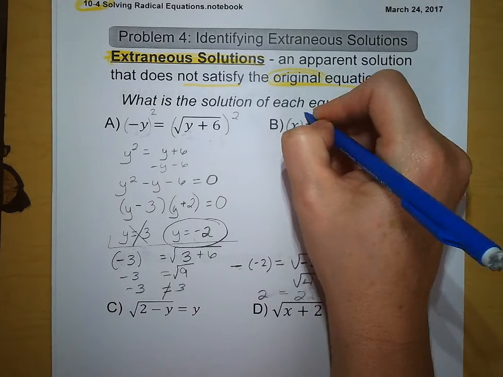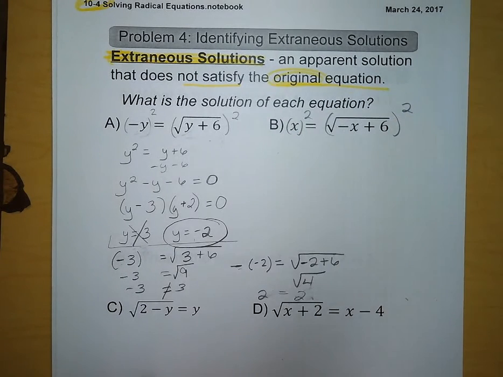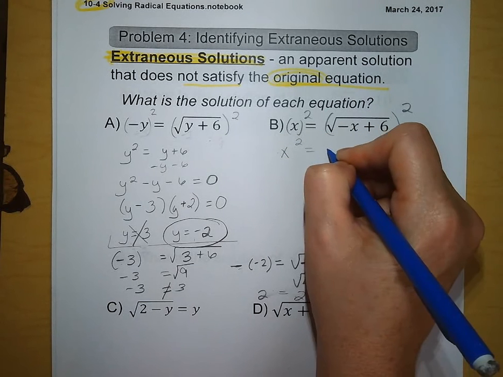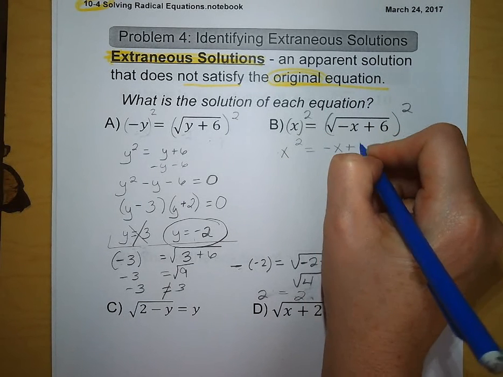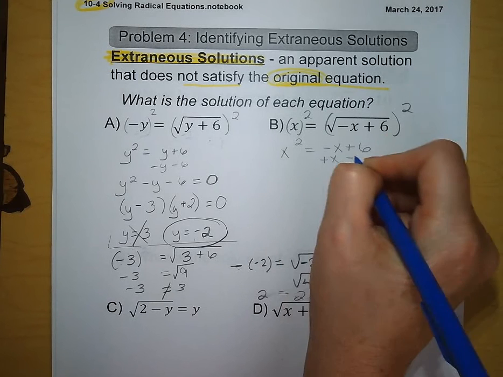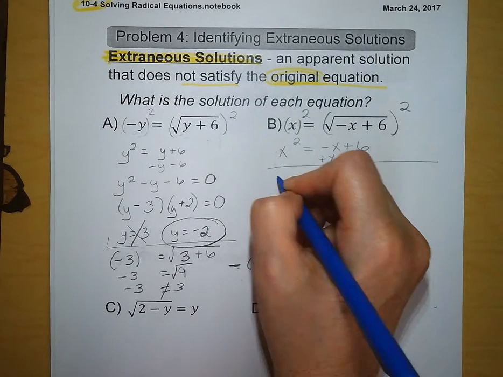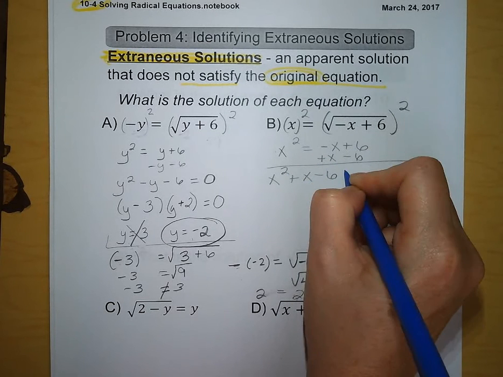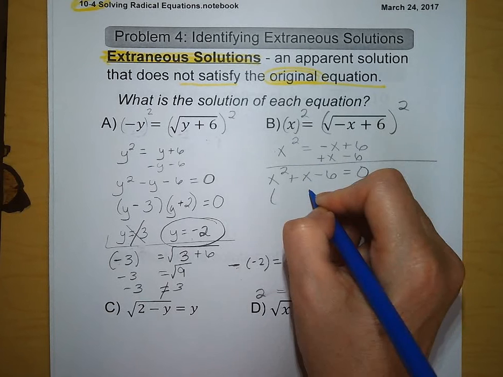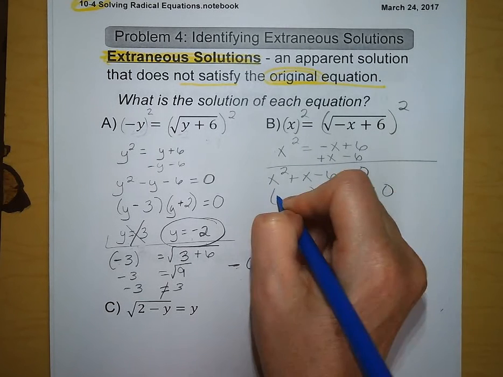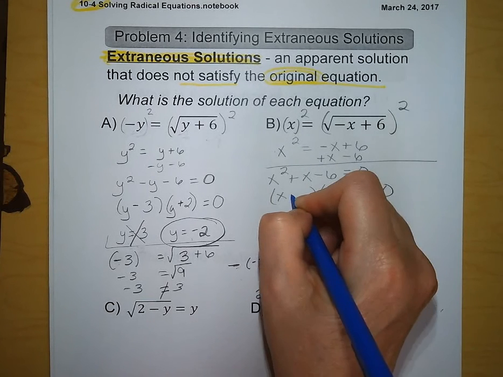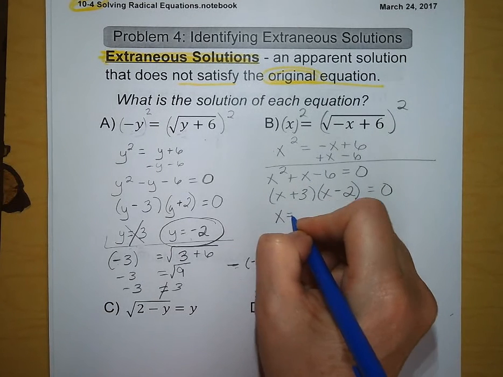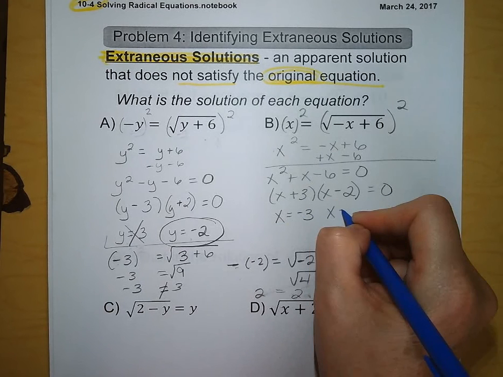All right, letter B, we are going to start by squaring both sides of the equation, and we're going to get x squared is equal to -x plus 6. Remember, the square root and the squared cancel each other out. Now we add x and subtract 6 from both sides, and we can factor that fairly easily. We're going to get x plus 3 and x minus 2. So our two solutions are -3 and 2.